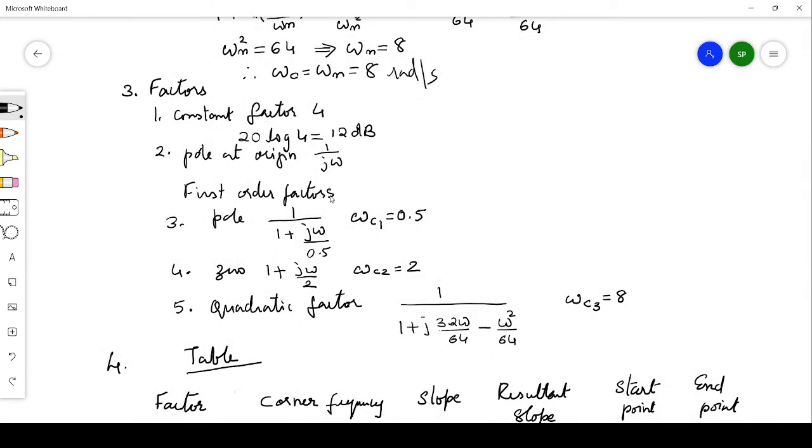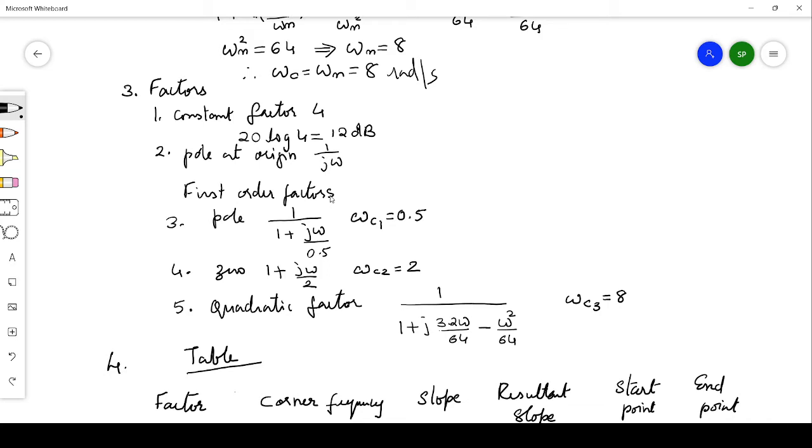Constant factor 4. When writing the factor for the constant term, you have to convert it into decibels. How do you convert a constant factor to decibels? We use the formula 20 log k, where k is 4 here. So we write 20 log 4, and we get the answer as 12 dB.